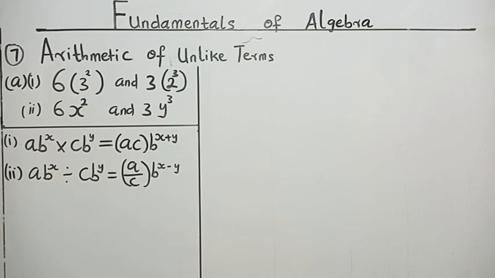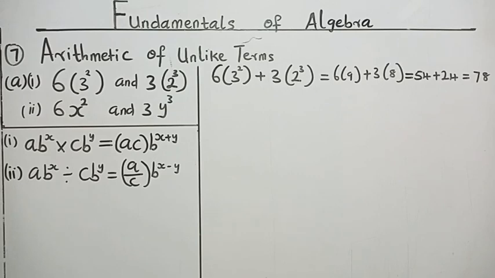Let me carry out new sets of numerical experiments that will help us know whether that statement is valid at all times, whether the statement is correct anytime we are carrying out addition and subtraction of unlike terms of all kinds. Don't forget that this is a different set of unlike terms. Let me repeat the addition and subtraction of these two terms, 6 bracket 3 to the power 2 and 3 bracket 2 to the power 3. This is addition of these two unlike terms.